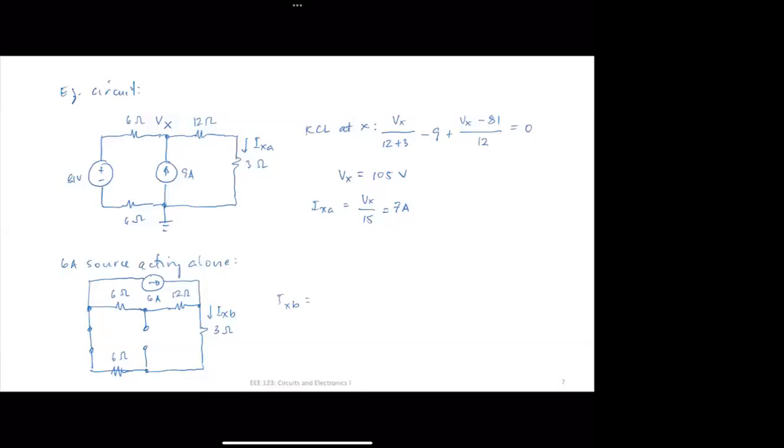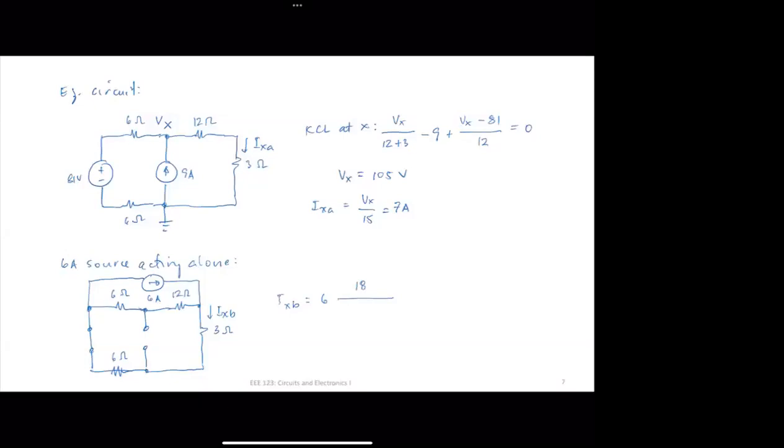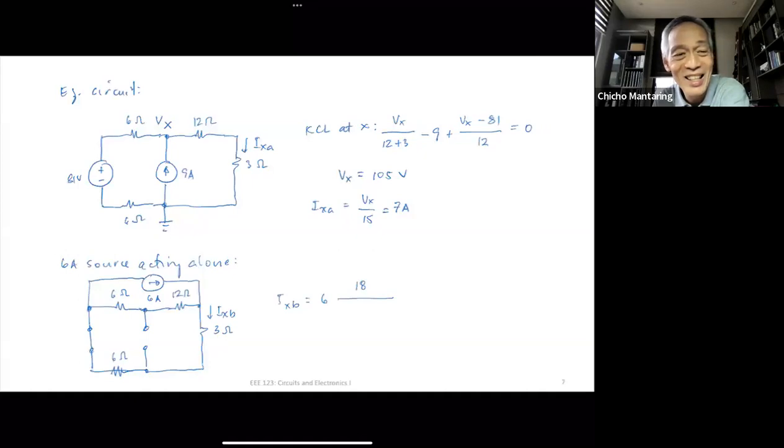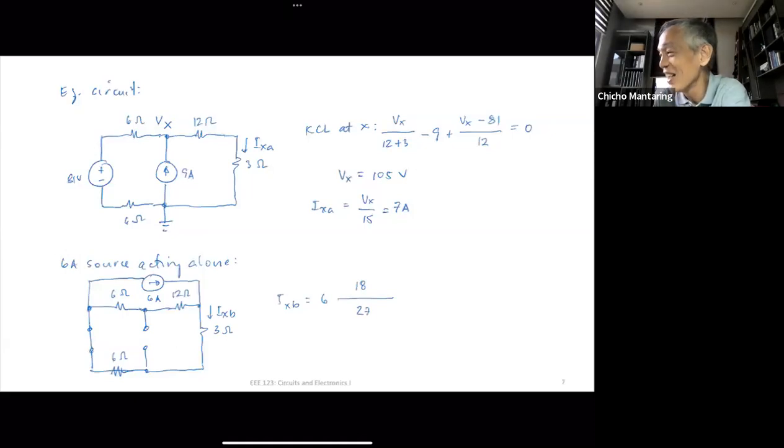Sir, IXB would be equal to 6 amps, the current source, multiplied by 18 ohms over, wait, careful, 3 plus 6 plus 6 plus 12. So over 12 plus 12, 24, 27. Over 27, which will give you 4 amperes.